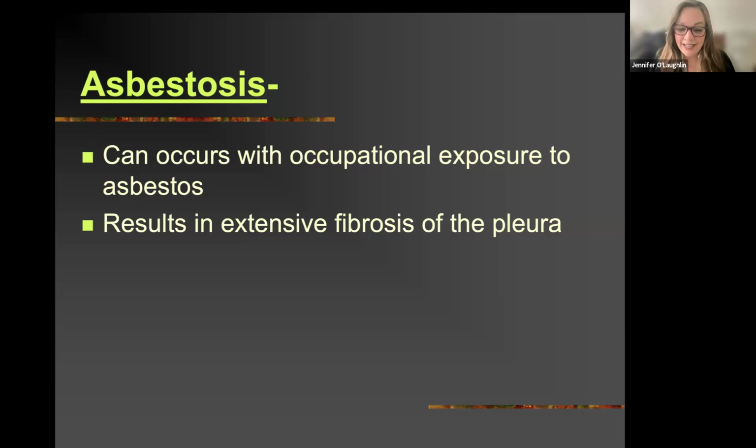So pre-1980, construction had a lot of asbestos. And then now there's people who remediate and try to remove asbestos. So they could also be exposed to asbestos. And they have to wear lots of primary protective gear to keep them from inhaling the dust from asbestos. What happens with asbestosis is the fibrosis happens now in the pleura. So it's actually the pleural lining of the lungs that gets affected by asbestos exposure.